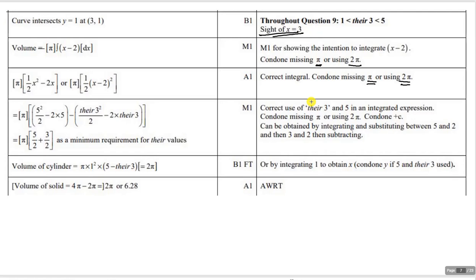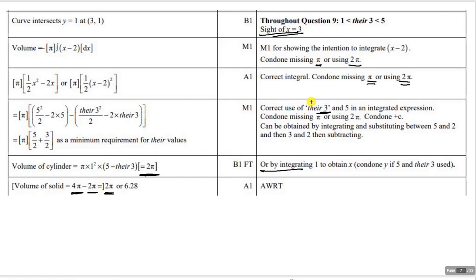All right, and if you got the incorrect value for 3 at the very top, as long as you used it and did this method here, you could still get this method point. And then here you can see this volume cylinder. And again, you can do it by integrating, or you can find the volume of the cylinder. Either way, they need to see this 2 pi. That's the volume of the cylinder. And then you showing you subtracted those two, that's going to give them the answer.